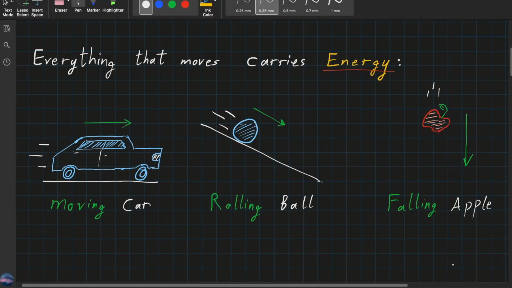All right, so first of all, anything that moves carries energy. For example, a car moving on a road with a given speed possesses energy because it's able to do work. It can crash into a wall, it can move something. Similarly, a ball rolling downhill also possesses a form of energy due to its motion. Also, something as simple as an apple falling down from a tree, that apple also possesses a form of energy related to its motion towards the ground.